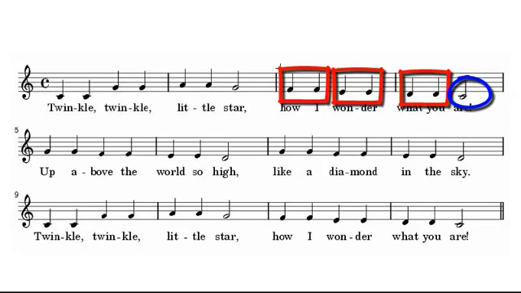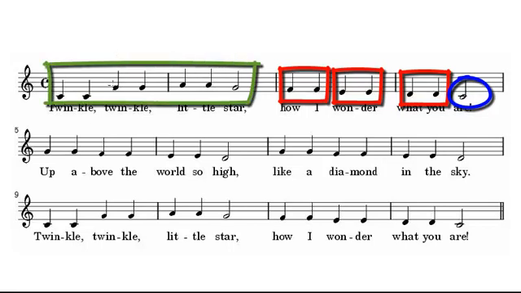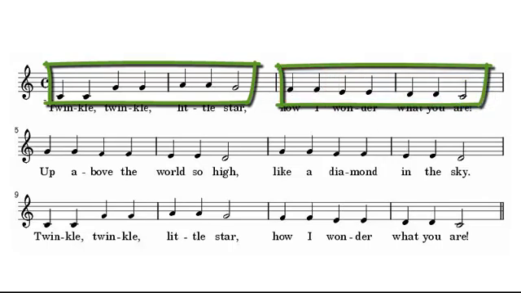So this pattern by itself is also a pattern, right? These 7 notes are a rhythmic pattern that reoccurs throughout the whole tune. So Twinkle, twinkle, little star comes back as How I wonder what you are.